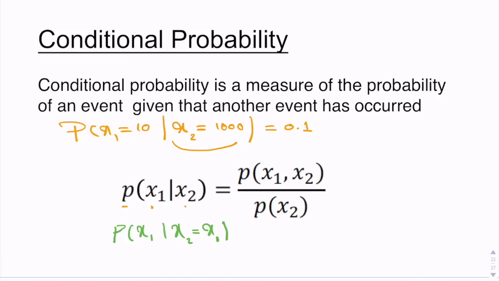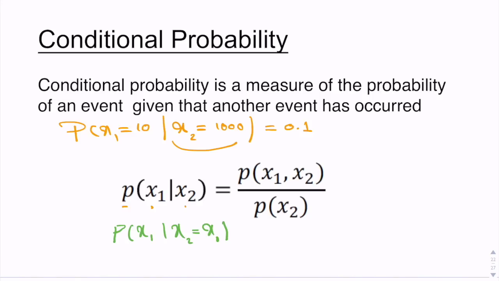So what this formula basically implies is that if you want to compute the probability for random variable x1, given the fact that you know the value for x2, this is equal to the joint probability of x1 and x2, normalized by the probability of x2 that has already occurred, right? So that's why we normalize it.